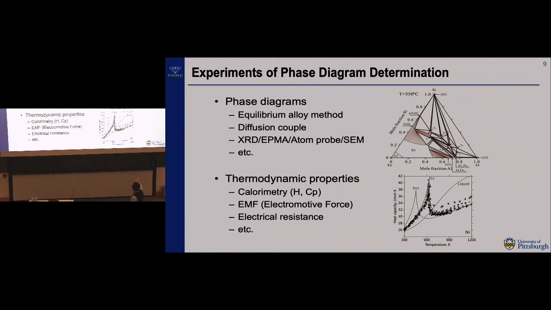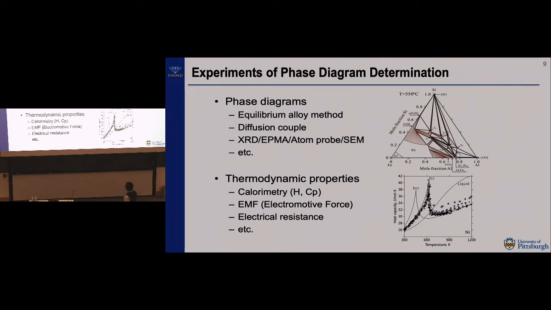And here we measure the phase diagram using the equilibrium alloy method. You put it at a certain temperature, hold it for a sufficiently long time, making sure the phase is stable, and then you determine the phase boundary like this, the solid lines showing here. The red lines are actually the two-phase area where you have identified the so-called tie line between these two phases at equilibrium.